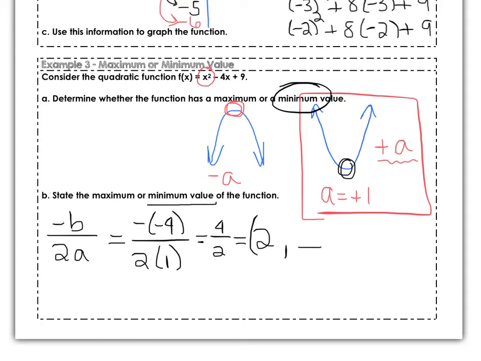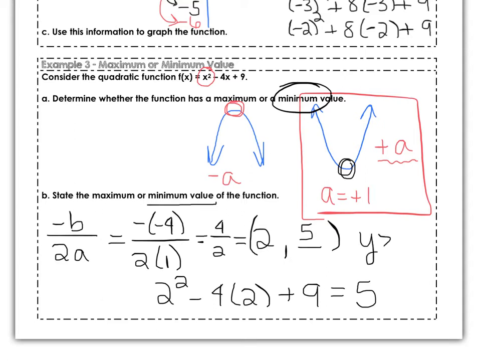But what is the y value? So we need to plug this into our equation for our parabola, and we get a y value of 5. So we have a minimum value of 5, and we can also recognize the fact that our range is going to be bigger than or equal to 5 because we are going to be growing. We're going to be going up, up, up, up, up to positive infinity.